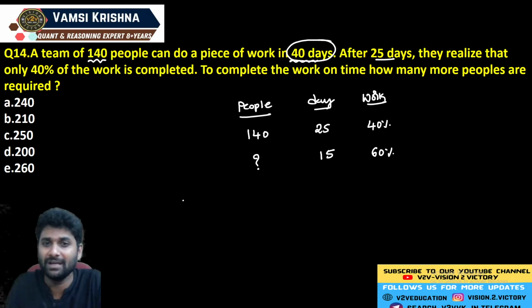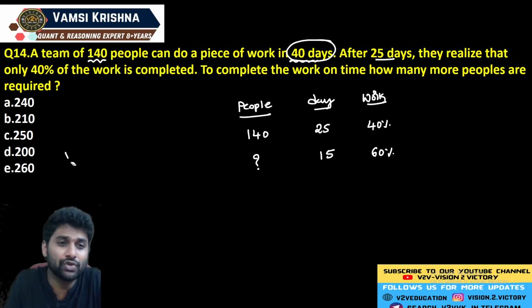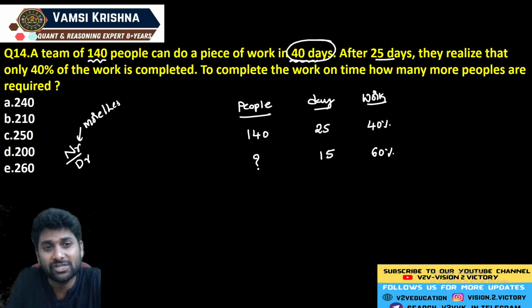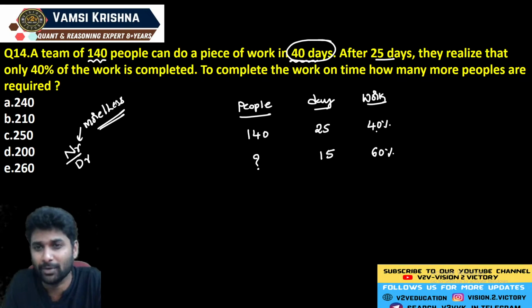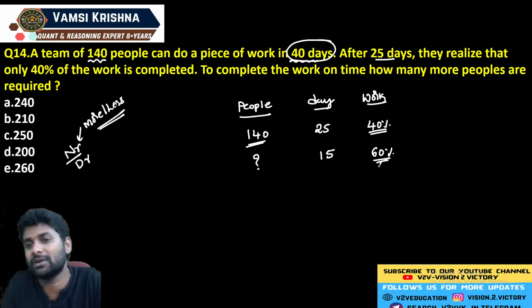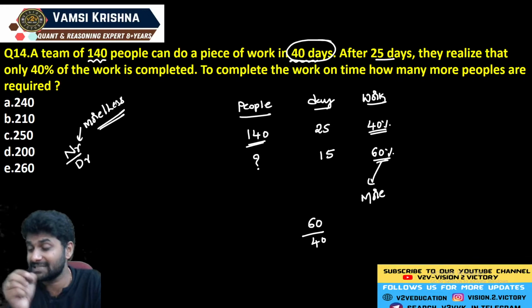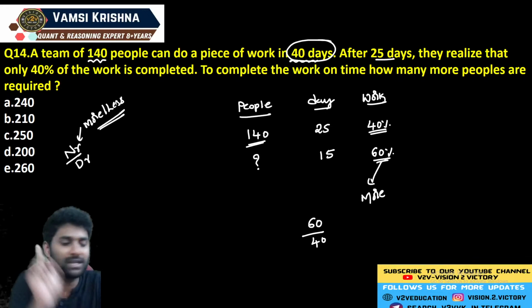So that's the question. Guys, let me tell you, we are solving this question in the fraction method, numerator by denominator. Remember that the more value, whether more or less, always represents the numerator and the other value is the denominator. For example, if they completed 40 percentage work, we need 140. If you want to complete 60 percentage of work, definitely we need more people, guys. That's why here the fraction is 60 by 40.